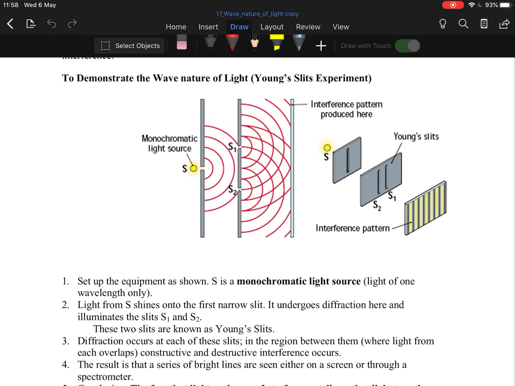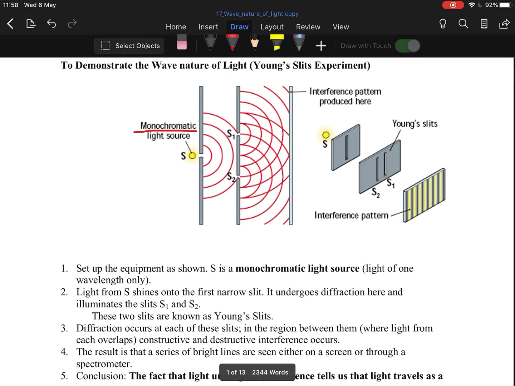So how did they prove that? Well, they did it with Young's slit experiment. Basically, you had a monochromatic light source. Now note the word here is monochromatic. You need to use that, right? Meaning one wavelength, because if you have multiple wavelengths, you get the rainbow effect.